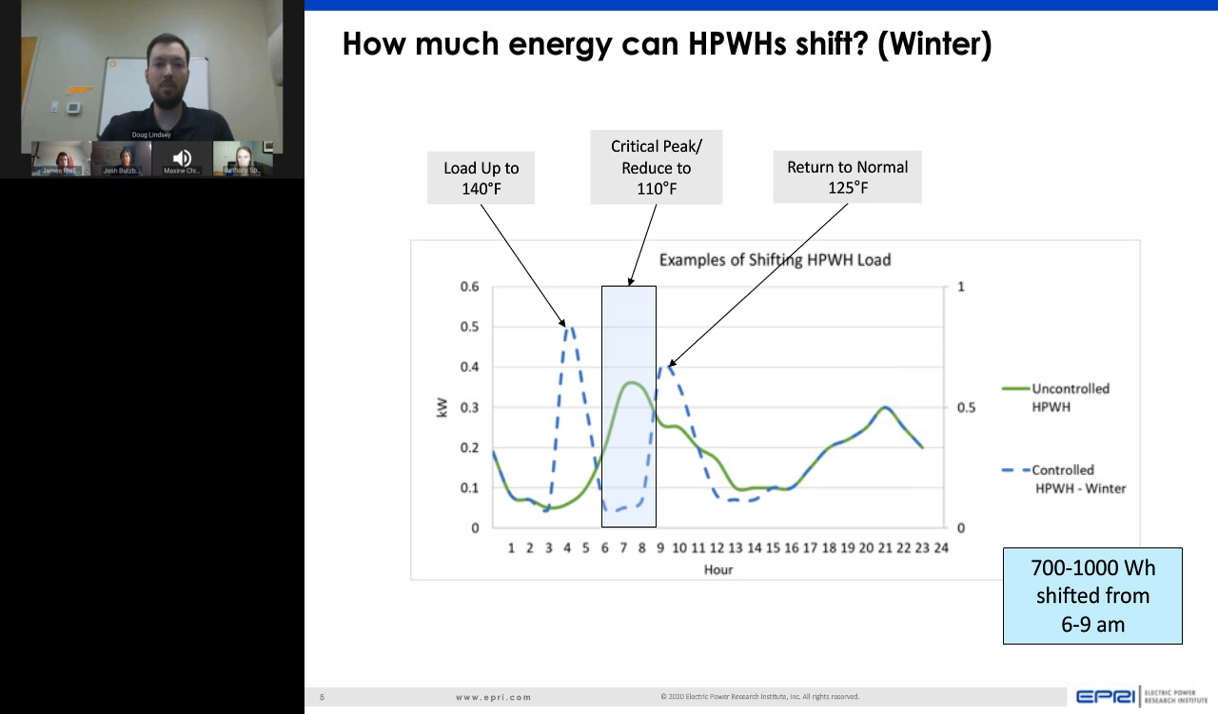But when you do load up above the set point, you have a lot more capacity than what you typically would have had. And I'm showing an example here of shifting 700 to 1,000 watts. Obviously, every house is different.